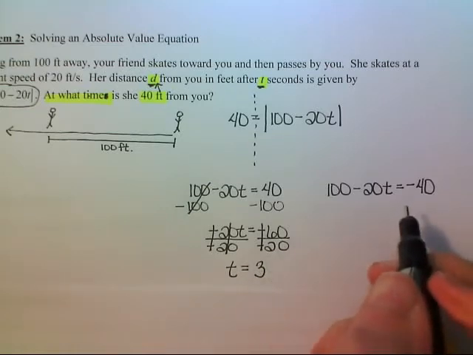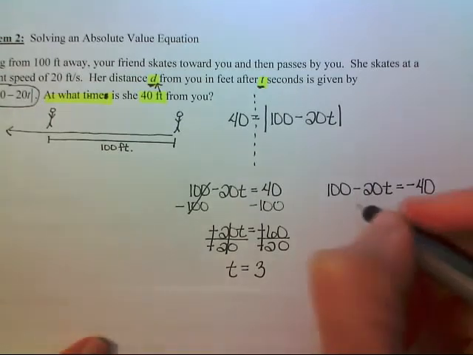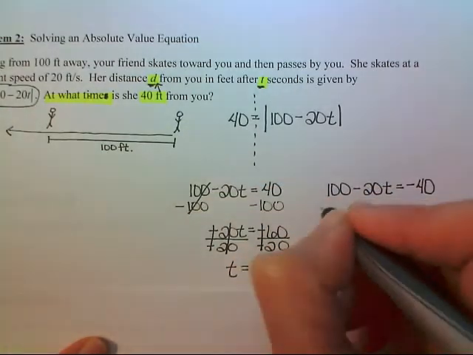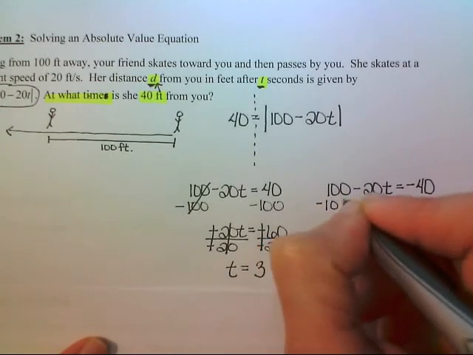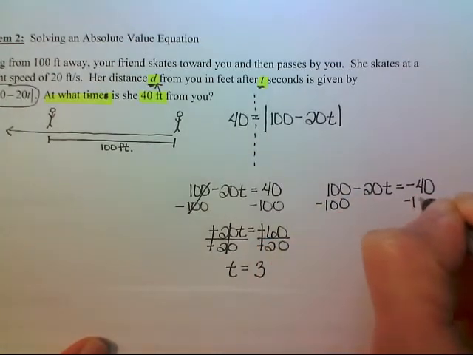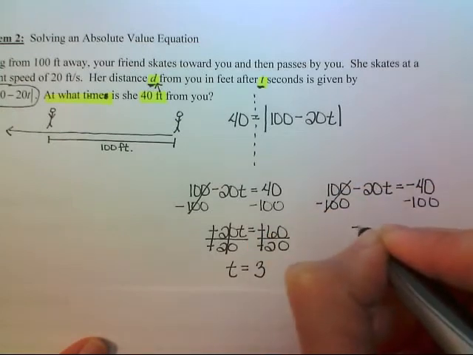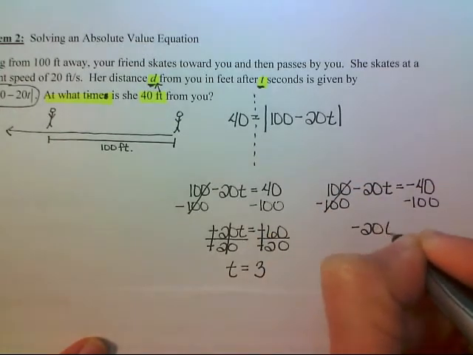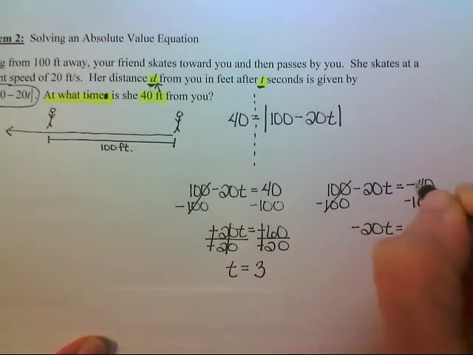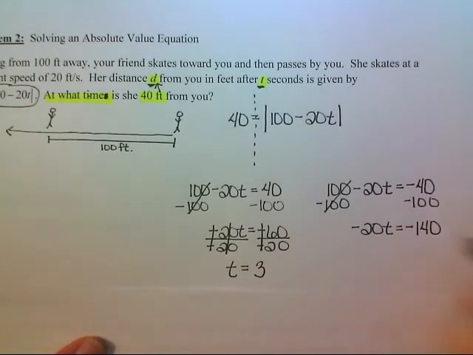We need to solve for the second equation here. Okay, so same thing that we did over here. I need to subtract 100 from both sides of my equal sign. So this gives me a negative 20t again, but this time I have negative 40, negative 100. I'm down 40, I'll go down 100. I'm actually down 140 this time, so be careful with your subtraction.